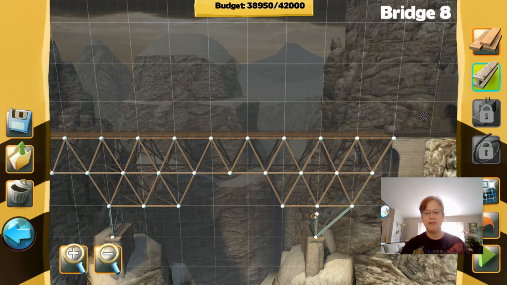I need some more steel on the other side. So we're going to, let's see, nope, we're going to try this. We're going to put some there. Take this off, put some there. So instead of wood, I have steel right there.